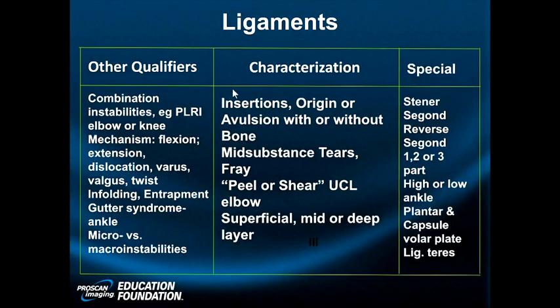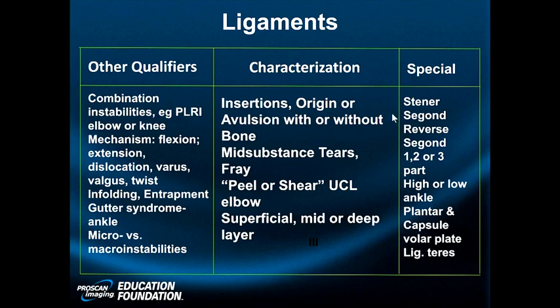So ligaments have origins and insertions. They can avulse with bone or without bone. But the Lisfranc ligament, it's a mid-substance tear almost every time. They can fray, ligamentum teres. They can peel, the UCL. There are often multiple layers, like the MCL, so you can have a superficial, middle, and a deep component. It usually tears from the outside in.